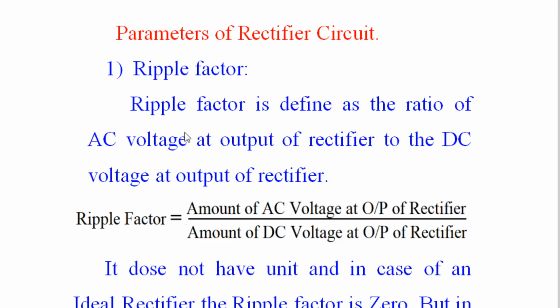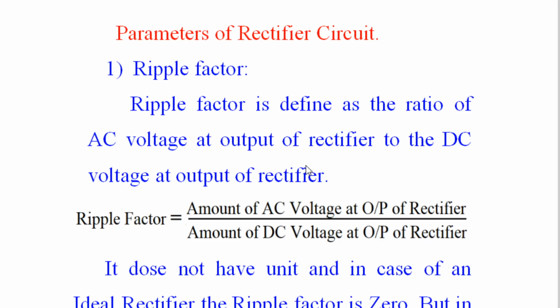Now we'll study the various parameters associated with the rectifier circuit. All these parameters are also associated with the full wave rectifier as well as the bridge rectifier. So let us see one by one. Ripple factor. Ripple factor is defined as the ratio of AC voltage at the output of the rectifier to the DC voltage at the output of the rectifier. In other words, ripple factor gives the information about the amount of AC present in DC at the output of the rectifier.